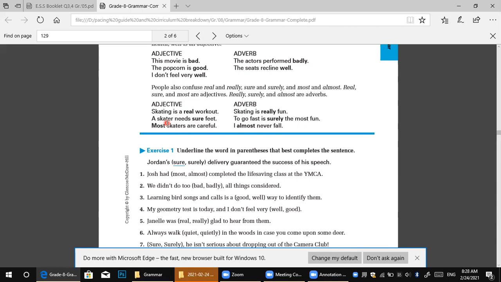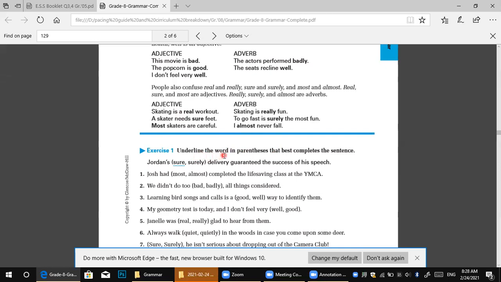So here, "Most skaters are careful." Most of whom, most of the skaters, so it is an adjective for the skaters. You have to know that the adjective describes the person or the noun, but the adverb describes the verb. So here, you underline the word in parentheses.